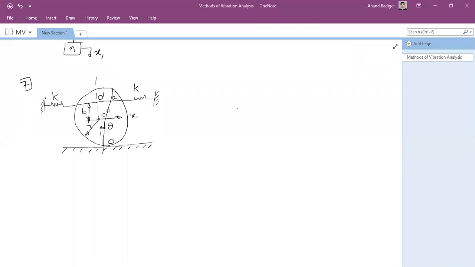Okay, let us try to observe this problem over here. This problem is given wherein we are trying to find the natural frequency of this particular system. Here, what is happening is there is just a disk which is kept on the surface. So this is going to give a displacement in this direction.